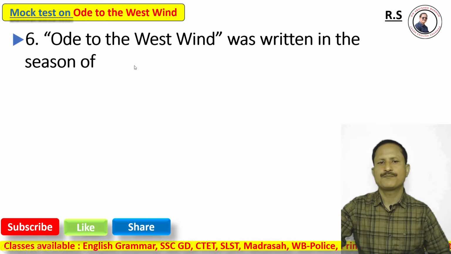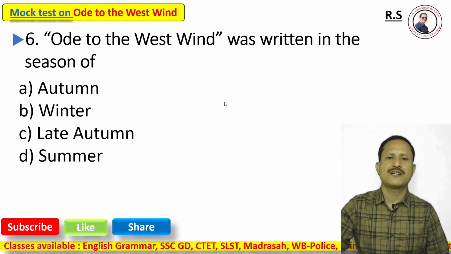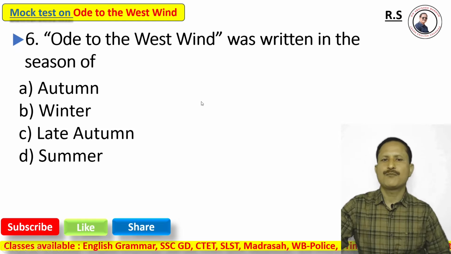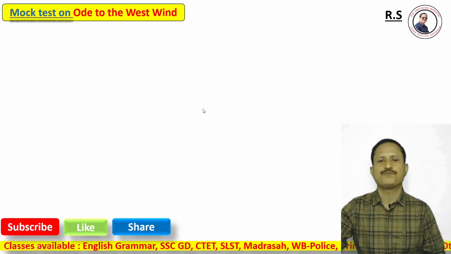Now question number 6. Ode to the West Wind was written in the season of: option A, autumn; option B, winter; option C, late autumn; option D, summer. The right answer is option A, autumn.